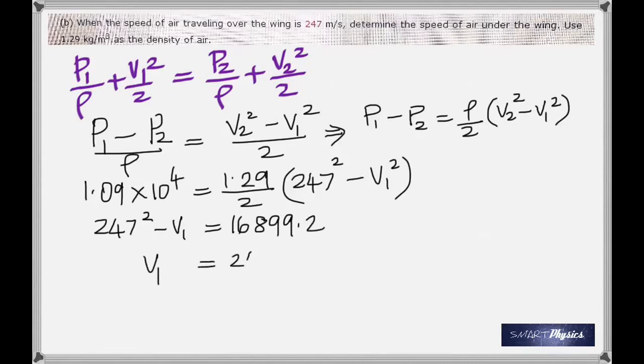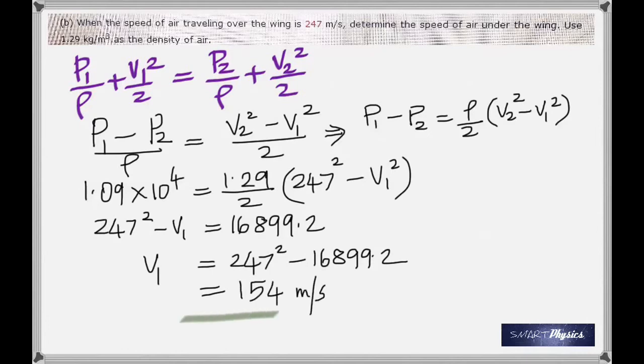Okay, V2 is given, we're trying to find V1, because we have to find the speed under the wing. And that is what we have labeled as 1. So, I just forgot to write V1 squared here. Obviously that is V1 squared. And so V1 squared is this, and V1 is 154 meter per second.